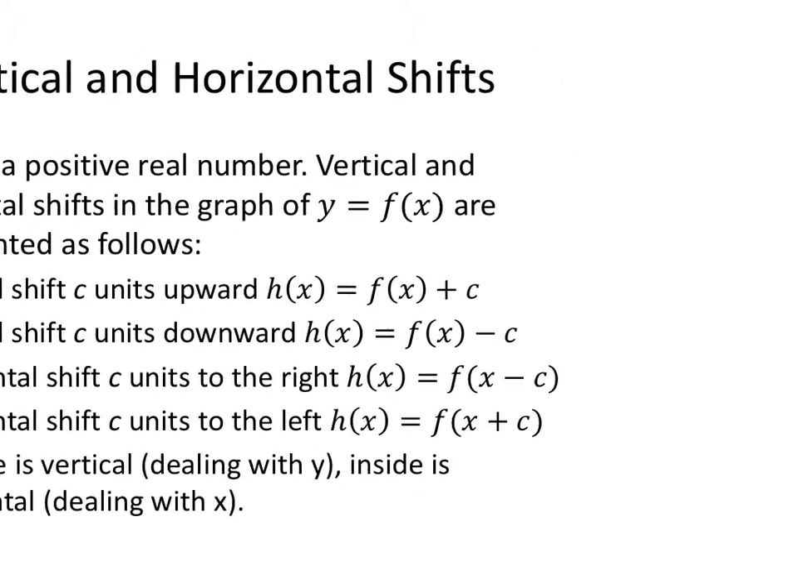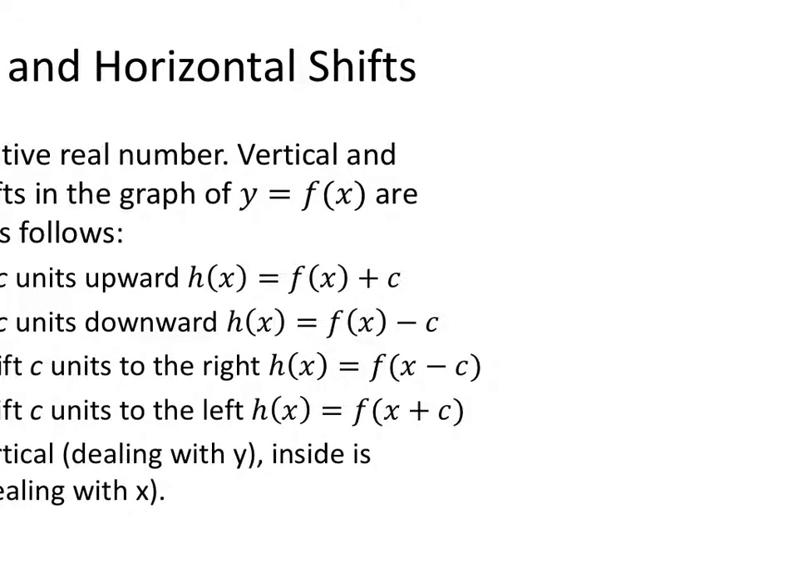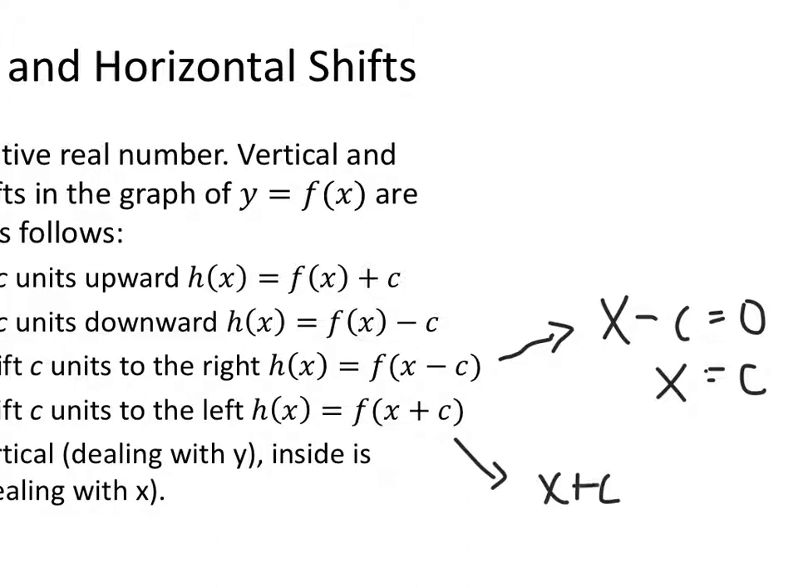Side note here, let's move this off to the side. If you take what's inside the parentheses and set it equal to 0, you will get the amount of your shift, x equals c, and that is why it goes to the right. Whereas if you take x plus c and set it equal to 0, the x value has now shifted to negative c, and that's why it's to the left. So right and left, based on setting the inside, the part that's messing with x, equal to 0, helps you remember left and right a little bit easier.